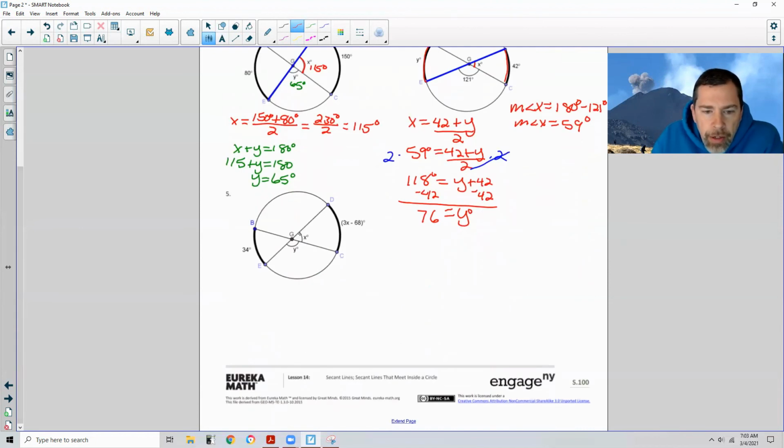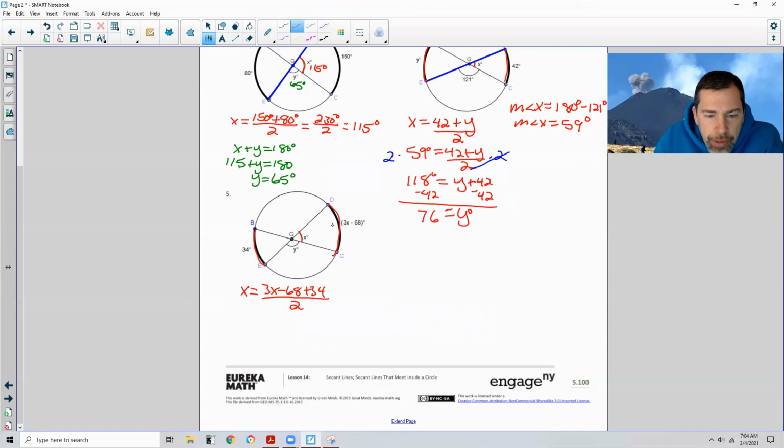Again, we have an angle. We have intercepted arcs of the angle and its vertical angle. So x intercepts CD, x's vertical angle intercepts BE. So x is going to equal (3x minus 68 plus 34) divided by 2. See, it's not that difficult.